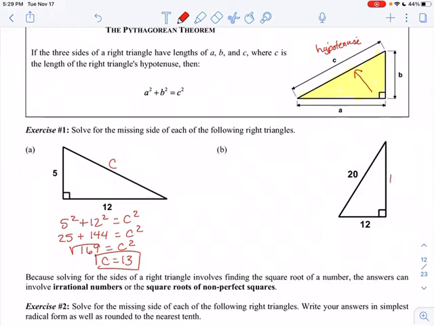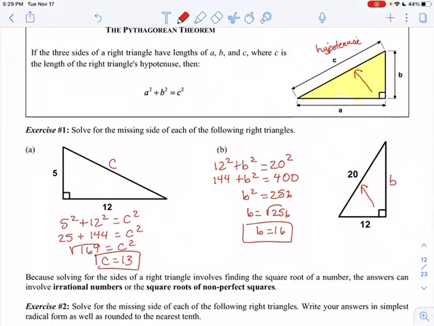All right, and B, I'm missing one of the legs. So that could be my A or B, it doesn't really matter. 12 squared plus B squared equals 20 squared. The important part is the hypotenuse, and the hypotenuse is across from the right angle, and that's the side that's by itself. 12 squared is 144. 20 squared is 400. I'm going to subtract 144 from 400, and I get 256. And then to get B by itself, I have to take the square root of 256, which is 16.